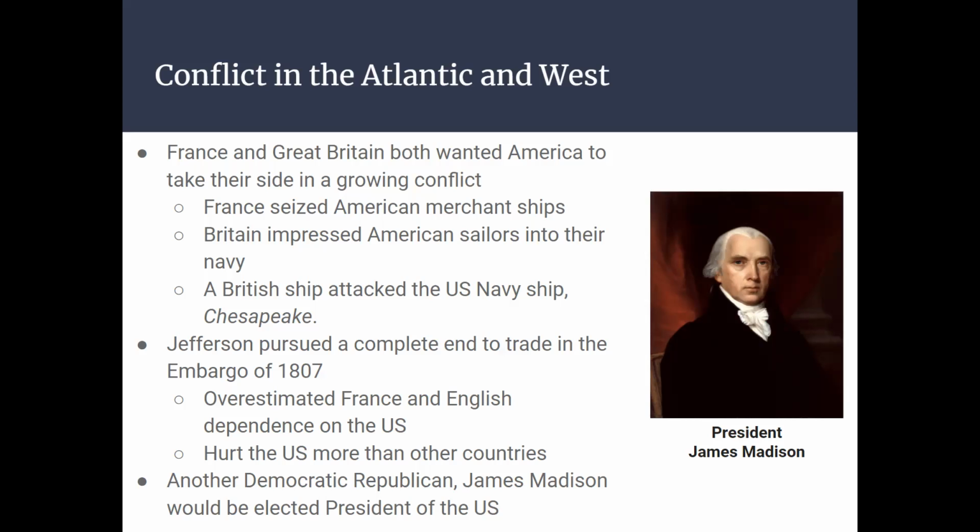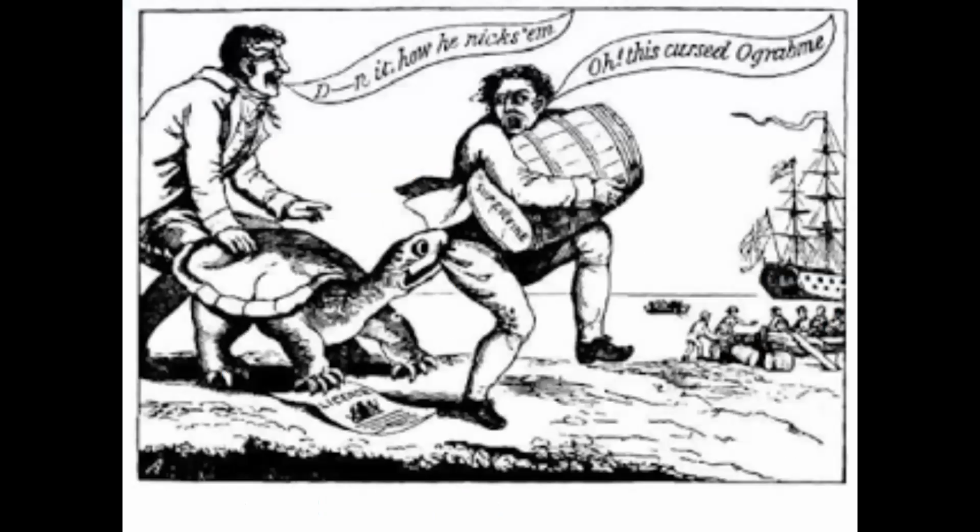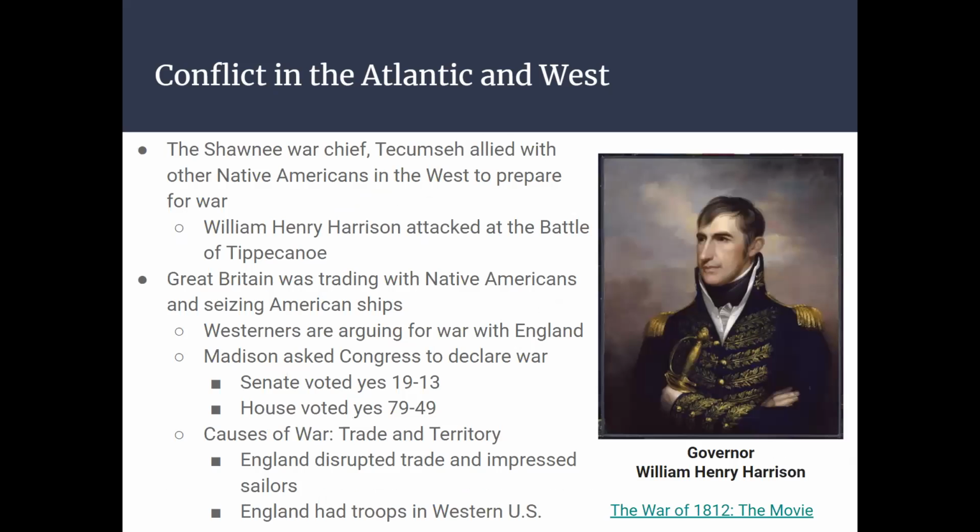And in 1808, another Democratic Republican, James Madison, who was the father of the Constitution, would be elected president of the United States. And this is just a weird political cartoon about. Yeah, we don't even talk about that.